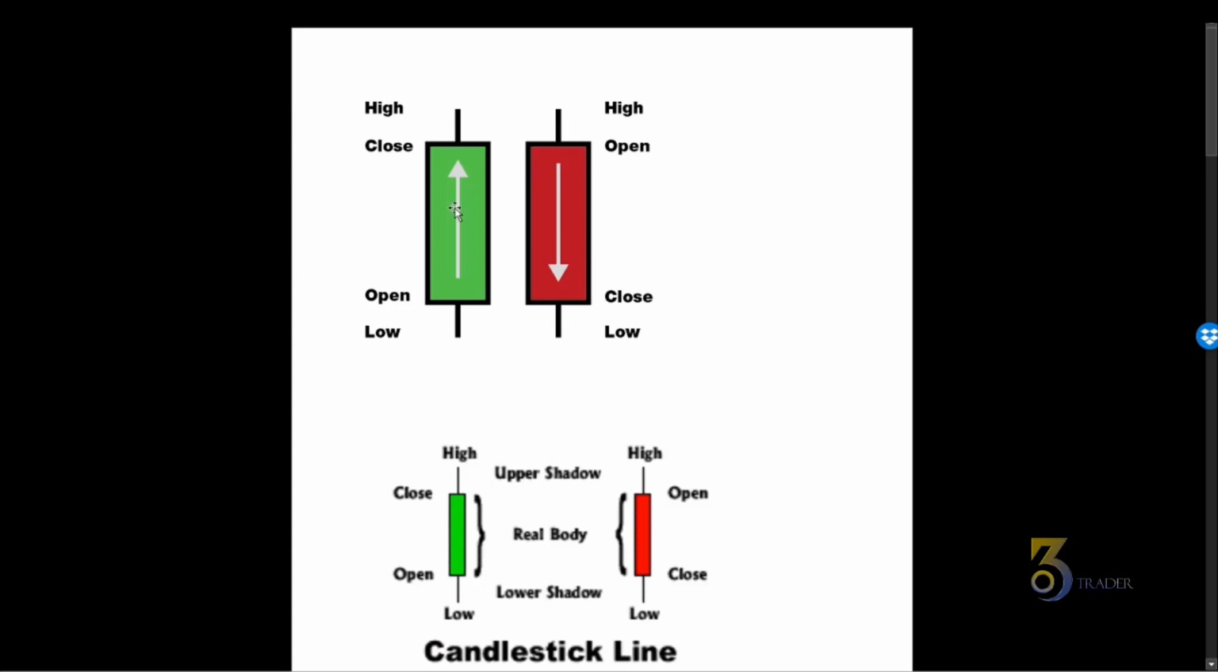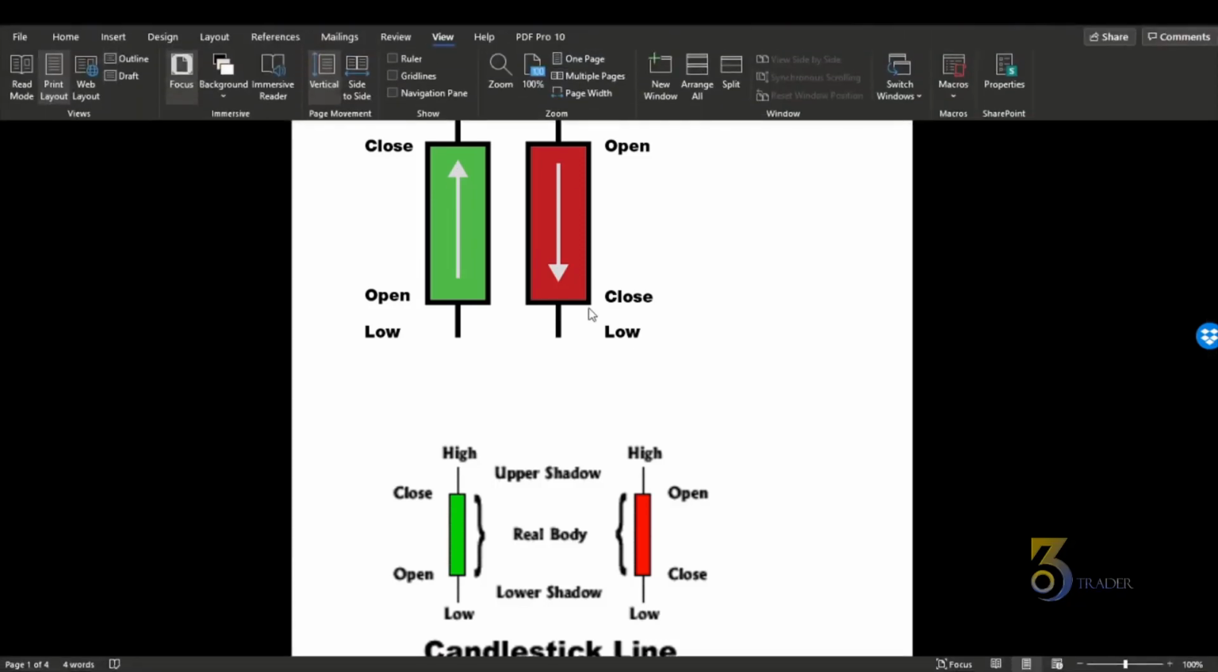So generally speaking, this would be a bullish candle. This would be a bearish candle. Now that's the basics, but you notice not all candles look exactly like that. However, the wicks and the bodies still mean the same thing. No matter what the candle looks like, if you understand this, you can understand how to read the candle.